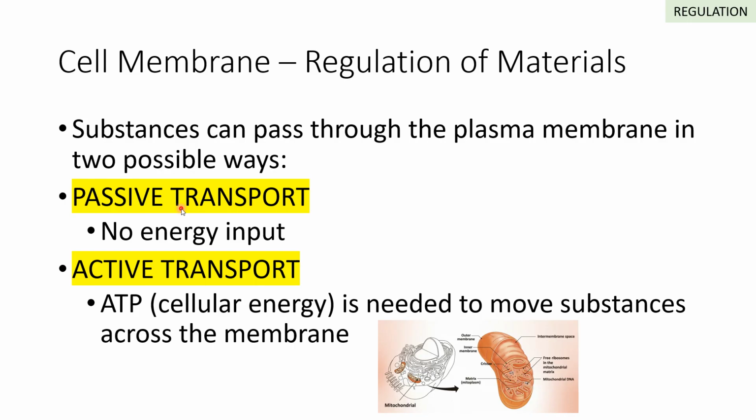Now, when we use the word energy, keep in mind the energy we are referring to here is ATP. So when we say that it does not require energy, what we're saying is it does not require ATP. Now, active transport, on the other hand, does require energy, and that energy is in the form of ATP, adenosine triphosphate, and that is needed to move the materials from one side of the membrane to the other. Now, if you remember from organelle discussions, ATP is made in the mitochondria, so right here we have a mitochondria, which is one of the organelles located within the cell. And this is where ATP gets made through a process known as cellular respiration.